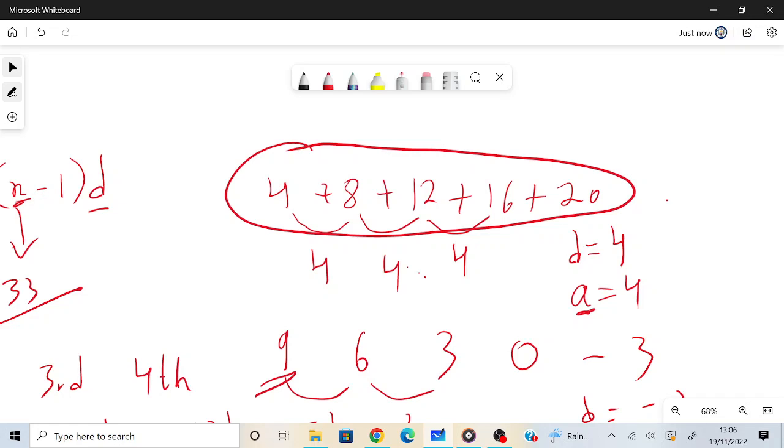They can also tell you the particular value that it would give to you, and they would then ask you to find maybe how many terms does it take. So for example, they could say the sum of n terms is 110. How many terms did it take to get 110? So those are the types of questions that you can come across.